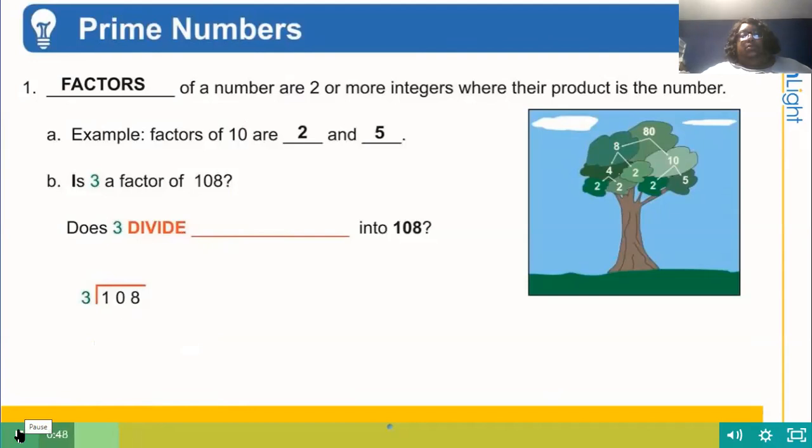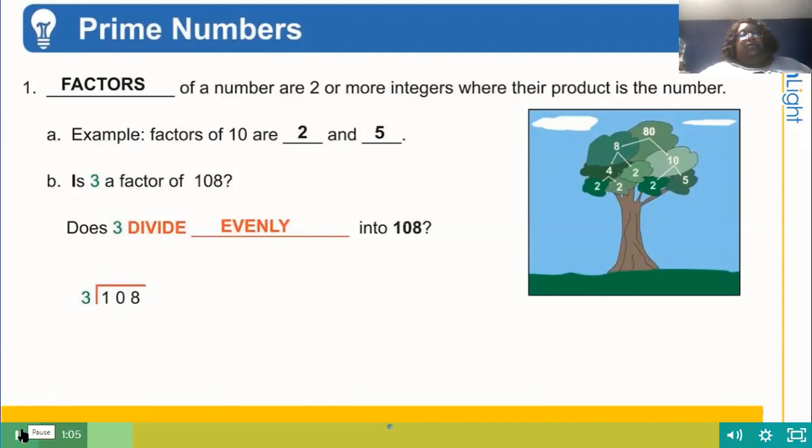All right, how about a question like this? B, is 3 a factor of 108? Is 3 a factor of 108? Well, you can figure out if any number is a factor of another number by simply dividing them and making sure that it divides into it evenly. Okay, and when we say does it divide evenly, it does not have a remainder. And remainder means there are portions that are left. So when you're dividing to see if a number is a factor of another number, you need to ensure that it divides into it equally. There is a 0 remainder.